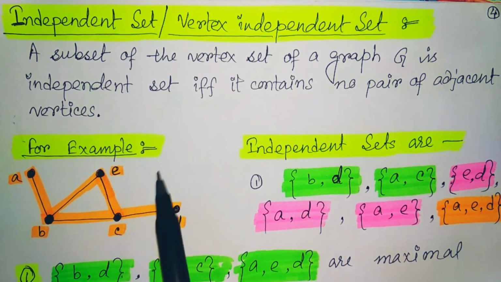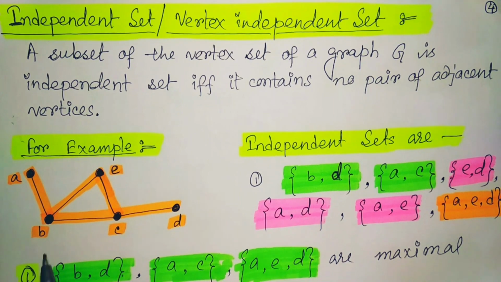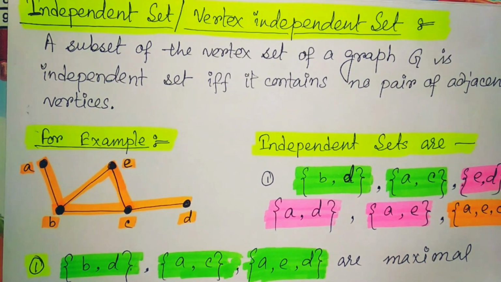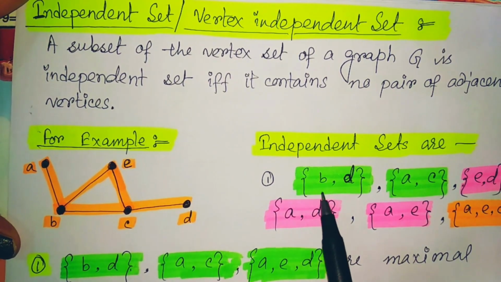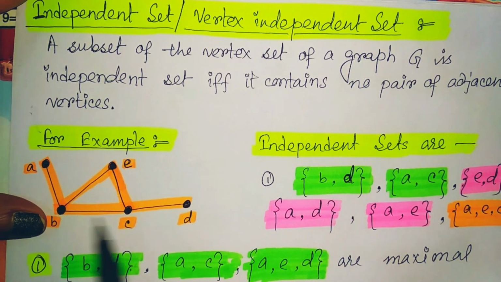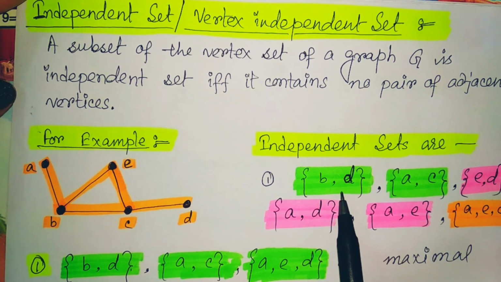So what does it mean? For example, this is a given graph, and here the independent set means we should find those sets of vertices which have no connections, that means they are not adjacent to each other. If we consider from this graph the set BD, B is this one and D is this one, so they are not connected, these two are not adjacent. That's why we can say this is an independent set.